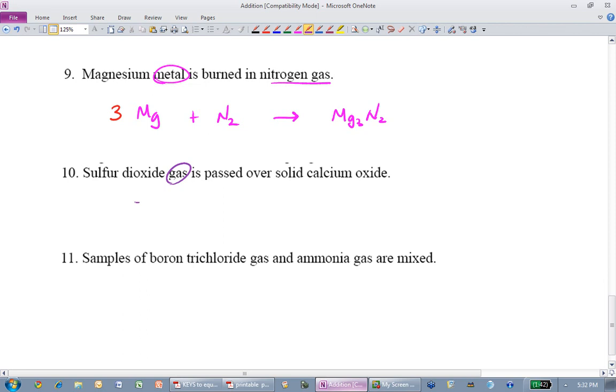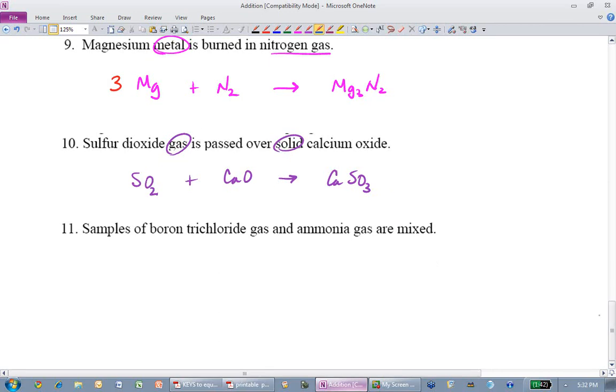Sulfur dioxide gas, sulfur dioxide, passed over solid calcium oxide. Well, put them together. CaSO3, minus 2 ion plus 2 ion, and it's balanced.